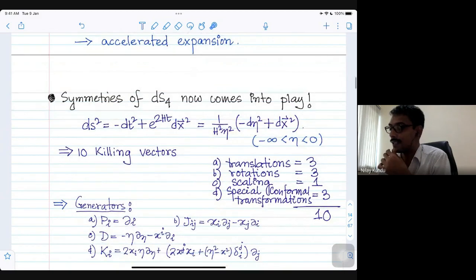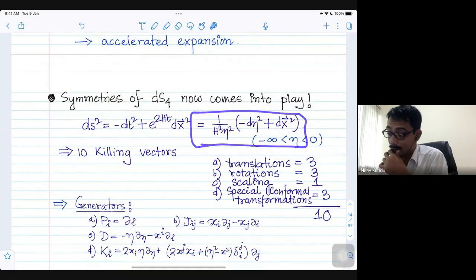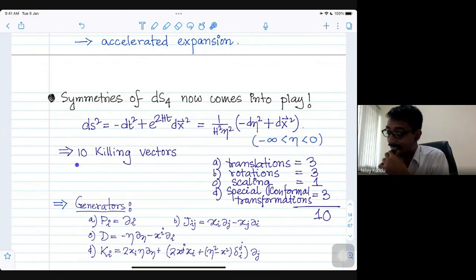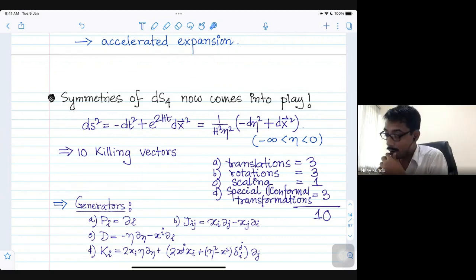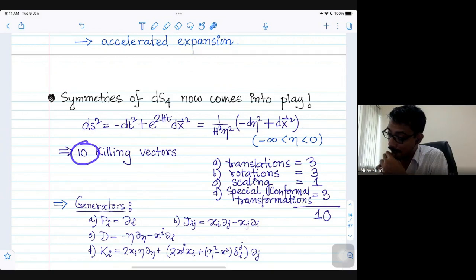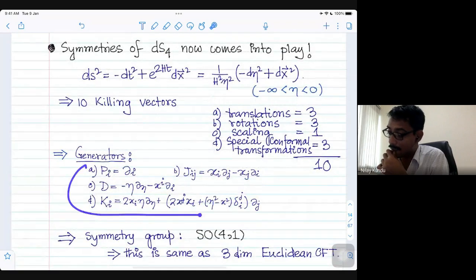This is a maximally symmetric spacetime, and for a maximally symmetric spacetime, there are 10 Killing vectors. You can figure out that in 4 dimensions the maximum number of symmetries that you can have is n(n+1)/2 with n equal to 4, and that gives us 10. Amongst them, 3 are translations, 3 are rotations, 1 is scaling, and 3 are something called spatial conformal transformations. And you can write the generators of them.